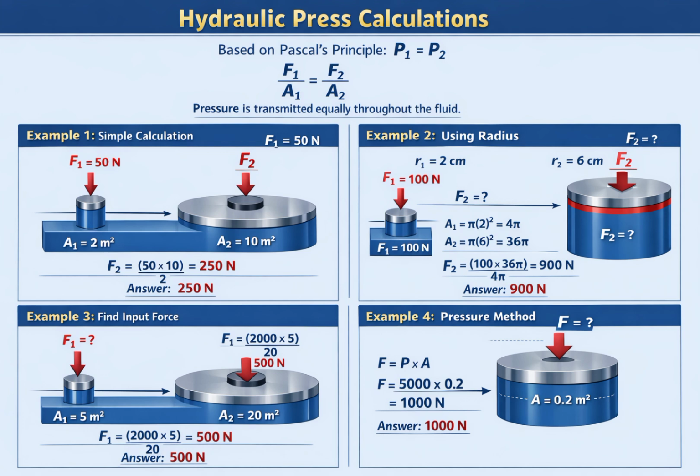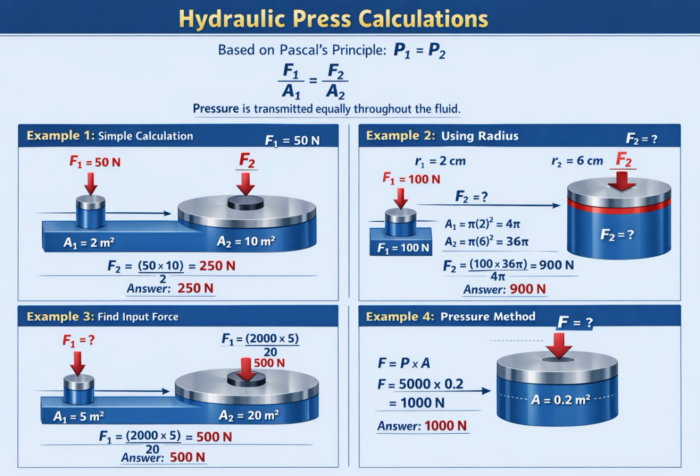Now to find the applied force or the input force, is that clear? We have F1 equal to, we make F1 the subject of the formula. That would be 5 times 500 to give us 2,500 over 20. So 2,500 divided by 20 will give us what? It gives us 125 Newton.